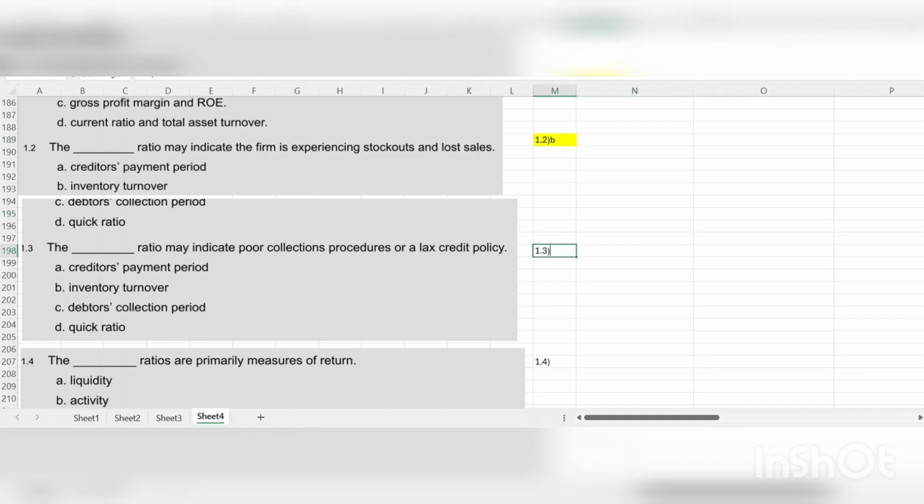Next, it asks you for the ratio for poor collections and tax policy. If it's poor collections, remember, then it's going to be your debtors collection. It's in the word itself, right? It's literally the wording.